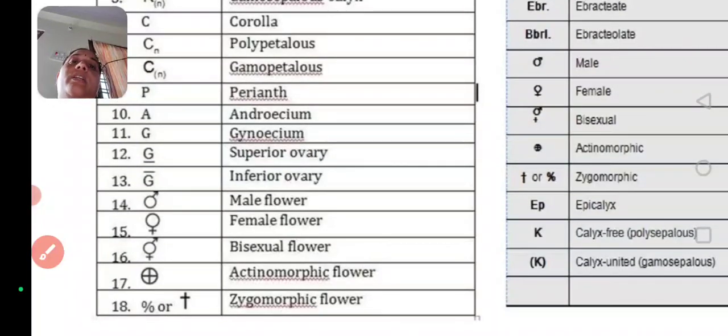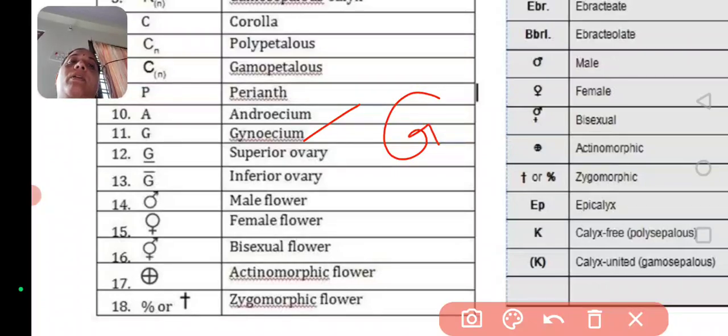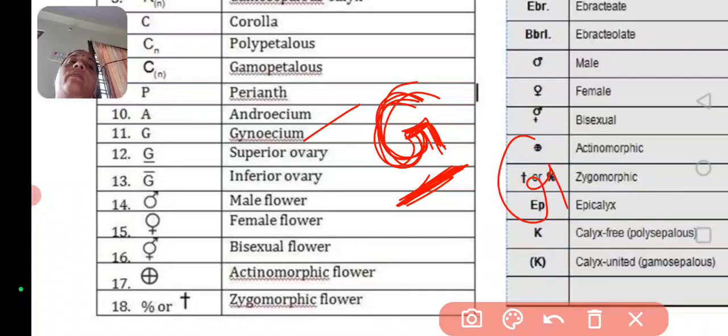Next one, G for gynoecium. G with a dash below it is superior ovary. The gynoecium is in superior position, so you have to write a dash below the G, below the gynoecium. And inferior ovary means the floral parts are present above the gynoecium. So you have to write like this.